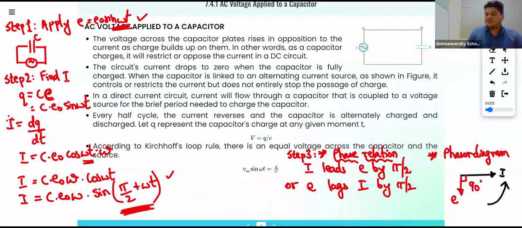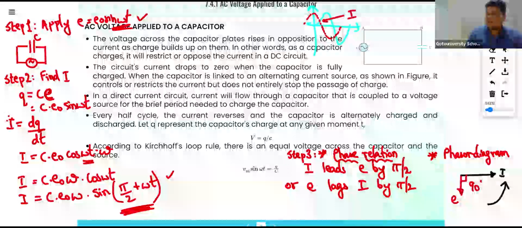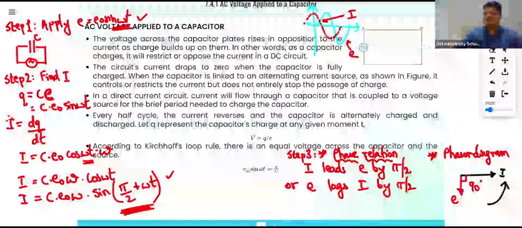If I draw a rough graph, see, your EMF will always be in the same direction. Your EMF will be like this. What about current? Current is leading, which means it will start first and it will end first. This red color represents current, and this blue color represents our EMF. This is how your graph will look.